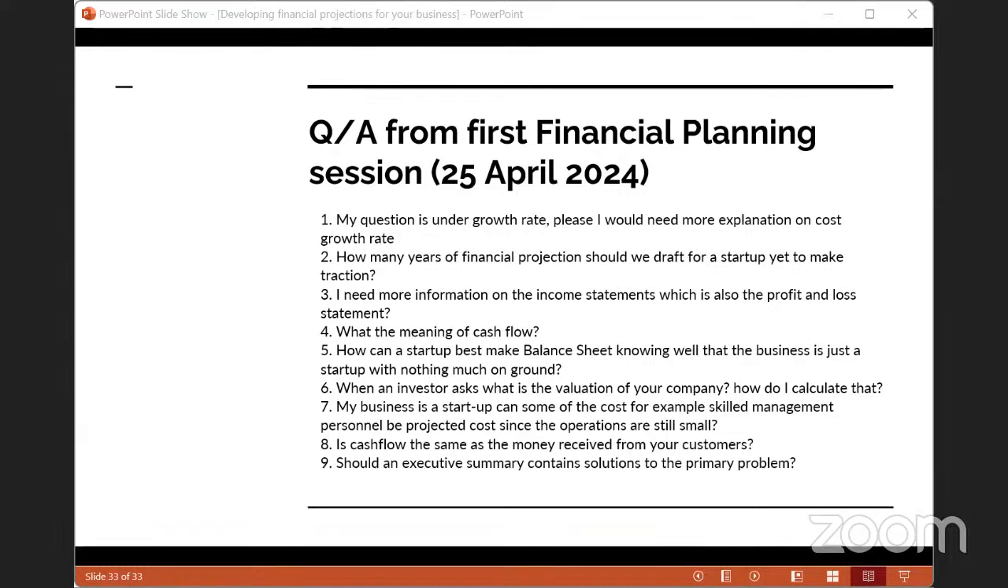The other says: my business is a startup, some of the costs, for example skill management, personnel, and projected costs are still small. OK, so here is a question from someone who says he has operating costs and personnel management costs that he projects, and how does he evaluate them if they are small.